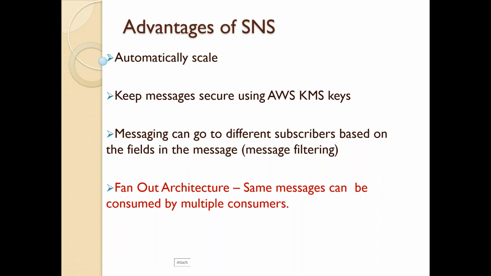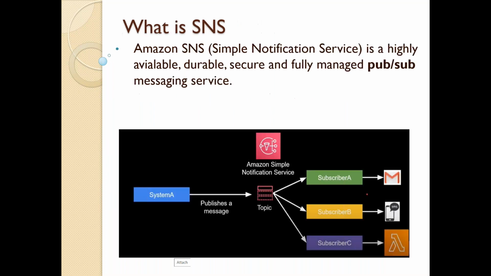That's called message filtering. If my subscriber is Lambda, I need the message to go in a different way; if I'm an email, it goes in a different way. Very important, this is called fan-out architecture. Fan-out architecture means the same message can be consumed by multiple consumers. It looks like a fan, so that's why it's called fan-out architecture. When you see the term fan-out architecture, in the entire AWS, it's only SNS.